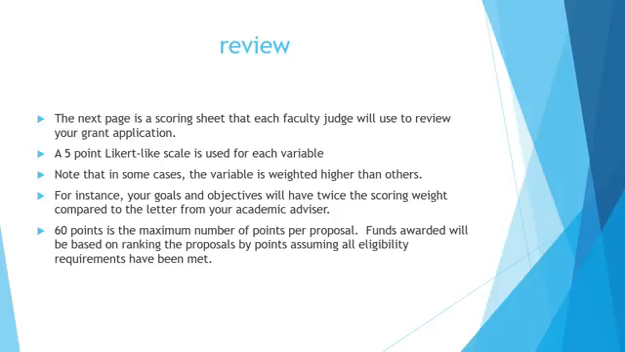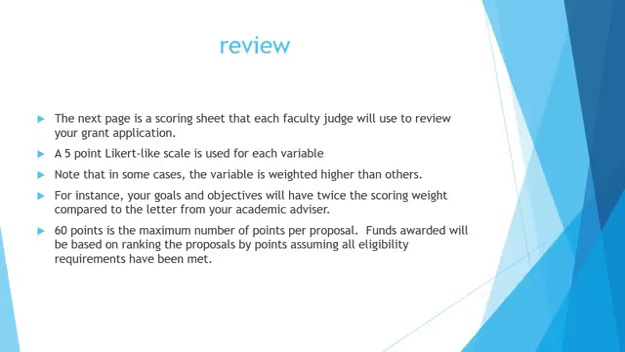On the next page, in a moment, you will see a scoring sheet that each faculty judge will use to review your grant application. A 5-point Likert scale is used for each variable to be assessed. Note that in some cases, the variable is weighted higher than others. For instance, your goals and objectives will have twice the scoring weight compared to the letter from your academic advisor. The total number of points possible for each proposal is 60.